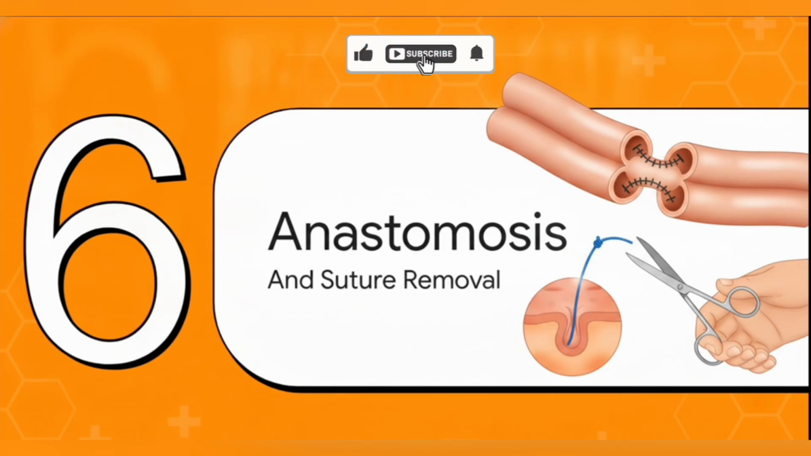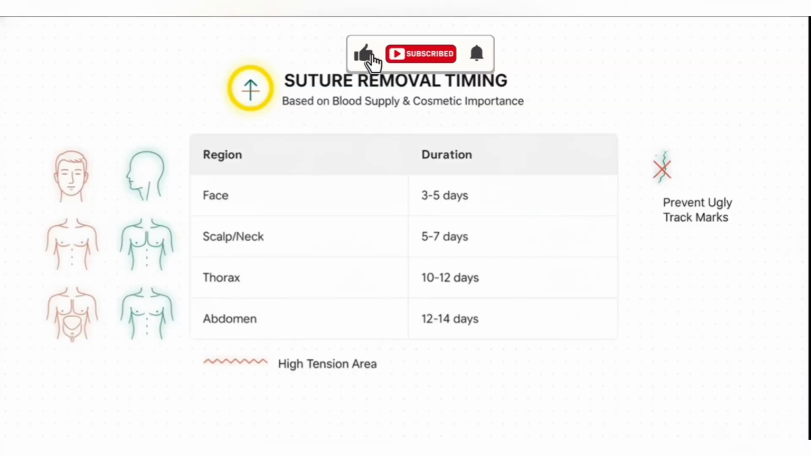And finally, Section 6, anastomosis and suture removal. So you've put the sutures in beautifully, but now, when do they come out? This timeline is super high yield. The general rule of thumb is based entirely on local blood supply and cosmetic importance.